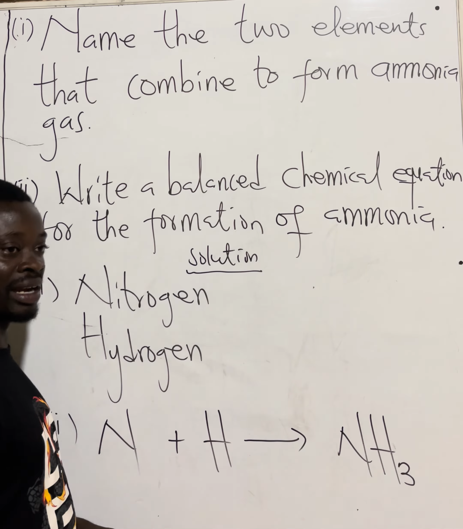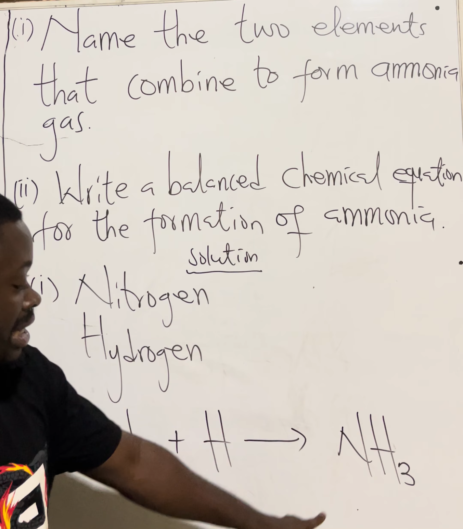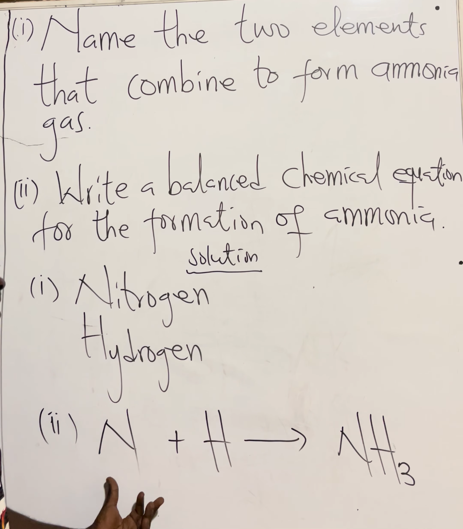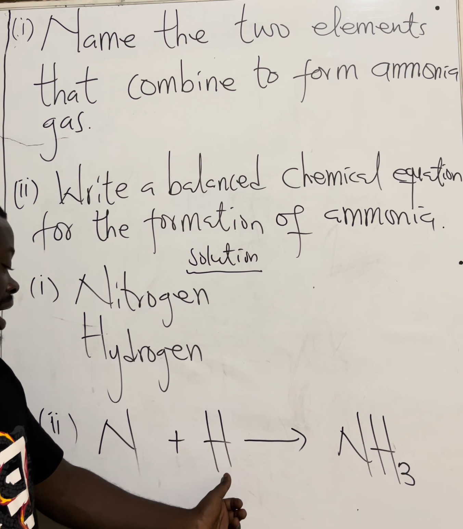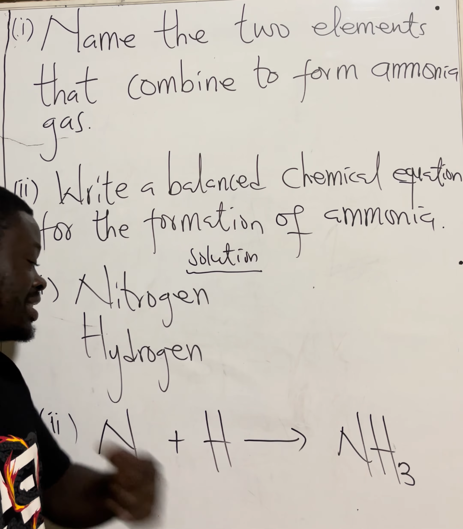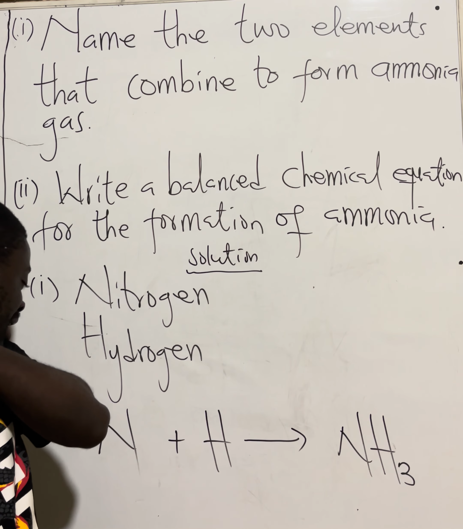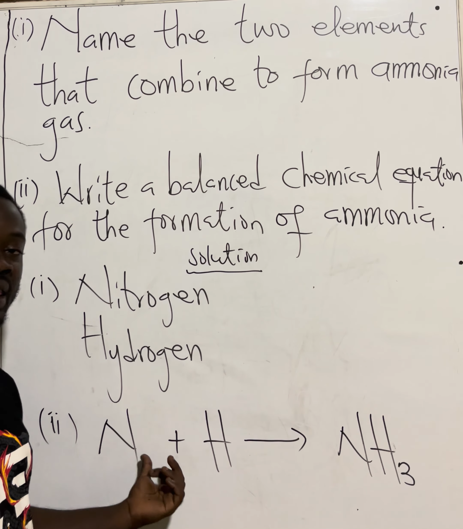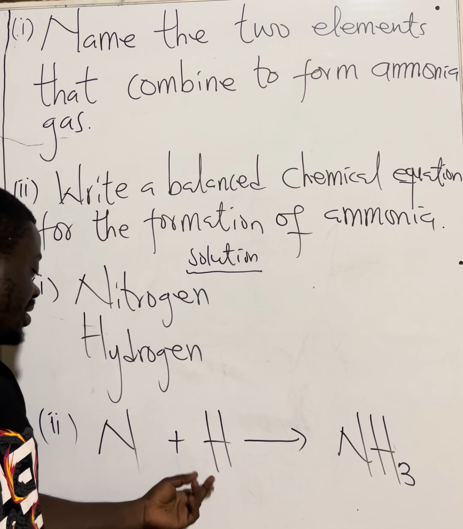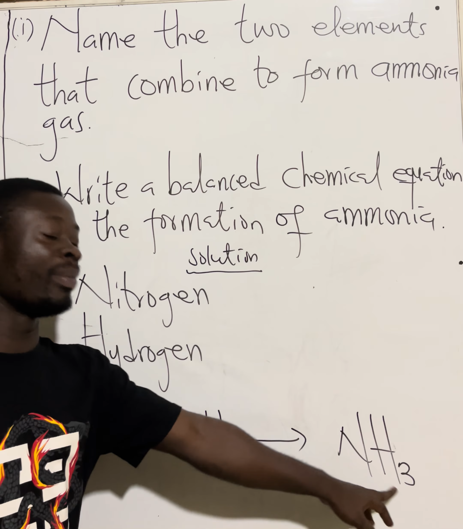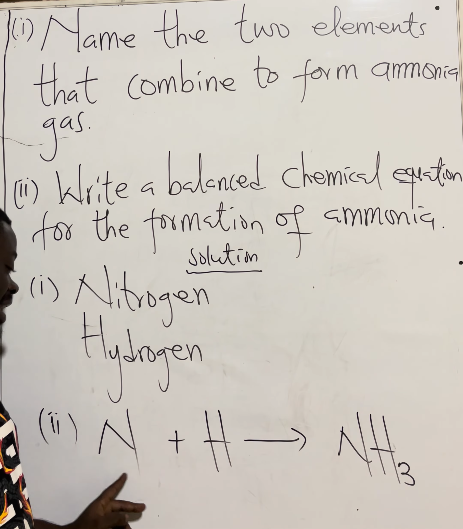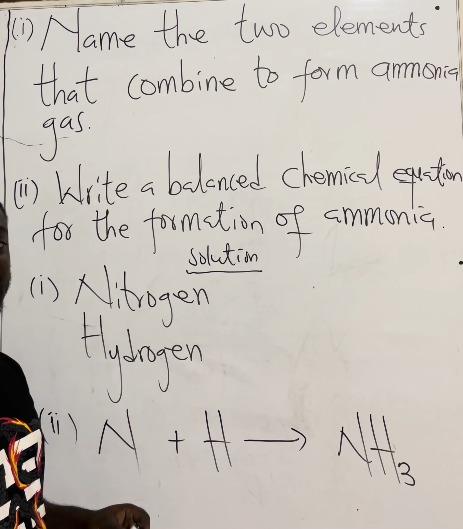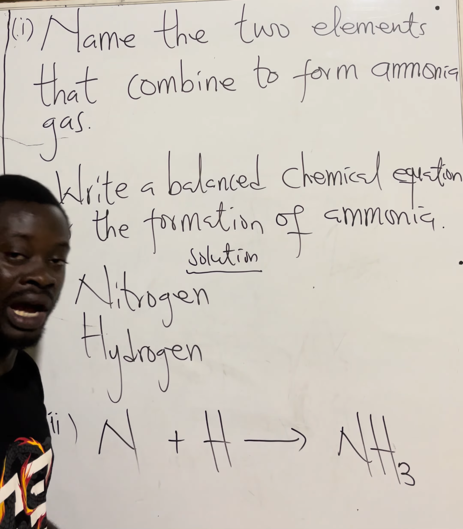Ammonia is NH3. They share electrons. Nitrogen has 5 valence electrons, and each hydrogen has 1 valence electron. So nitrogen is going to gain 3 in order to achieve stability, and then they share to form NH3. Now we know that nitrogen and hydrogen, when balanced in the equation, exist as molecules.